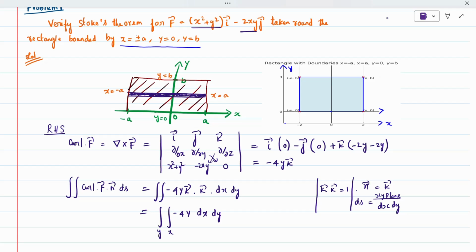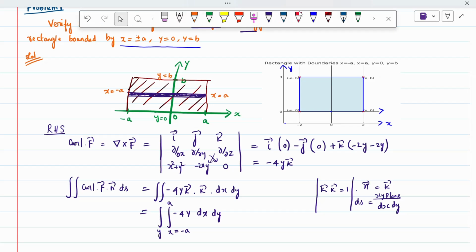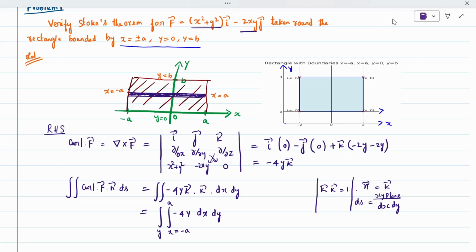Okay. From left to right, minus A to A is our X limit. Minus A to A. Okay, Y limit, vertical strip. I will use some other color so that you can understand. I will use a yellow highlighter for the Y limit. Vertical strip.